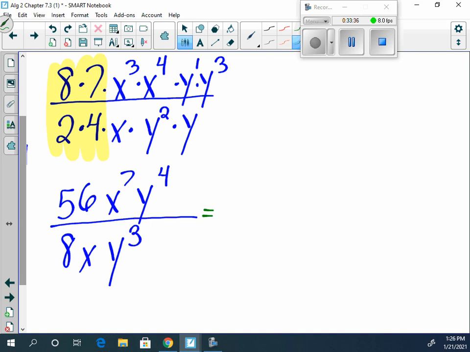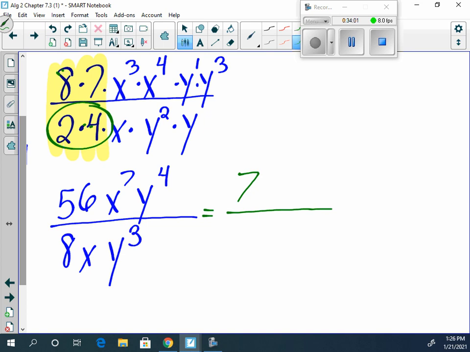Any questions on any of this here? Now, there are like terms on top and bottom. Because we can do 56 over 8, which will tell me that it is what? 7. As we saw here, 2 times 4 is 8. 8 over 8 is 1, so we're just left with 7 on top.